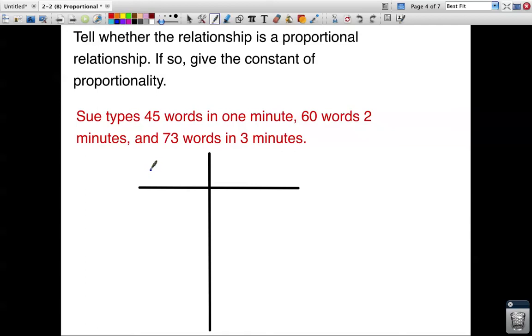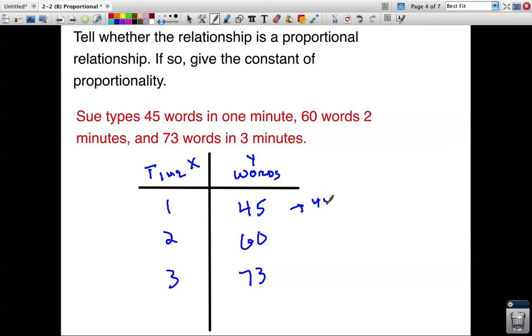So here we go. We have our time, and here we have our words. Again, x, y. So she types 45 words in 1 minute, 60 words in 2 minutes, and 73 words in 3 minutes. We need to decide if this is a proportional relationship. Well, if I were to do 45 divided by 1, that's just 45. For my second row, though, if I were to do 60 divided by 3, that's 20. Notice how these are not the same. So because of that, this is not proportional.